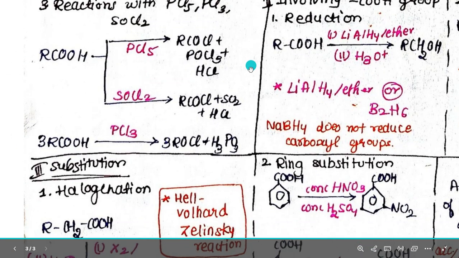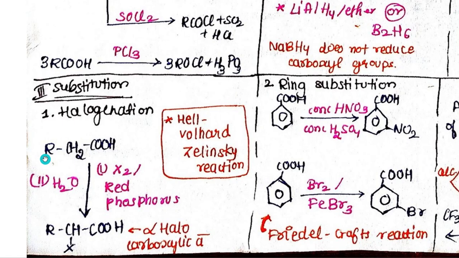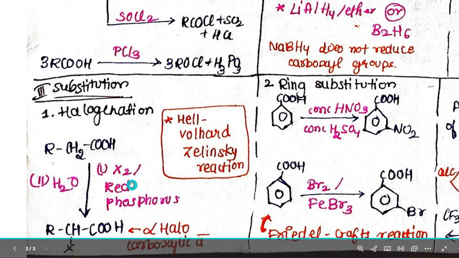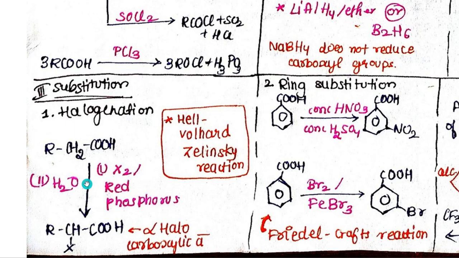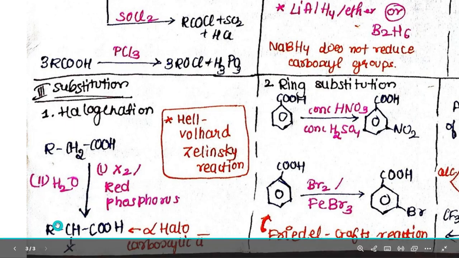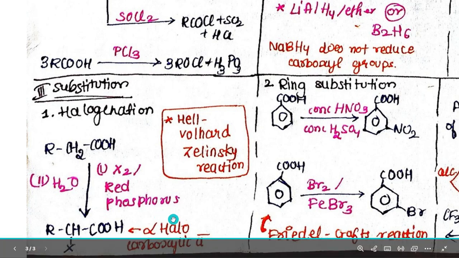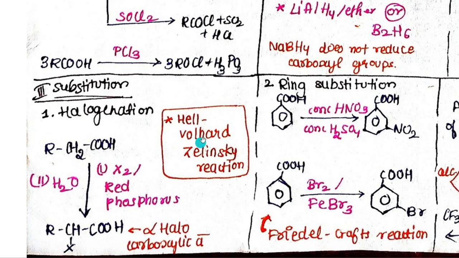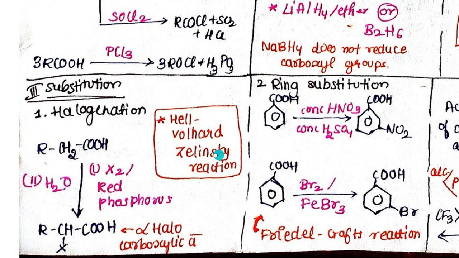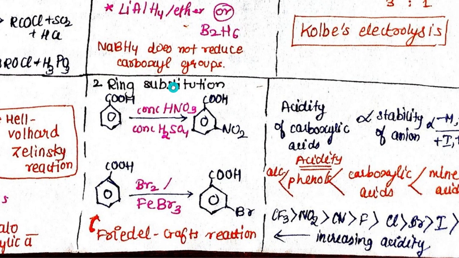Now coming to the substitution reactions, halogenation. RCH2COOH, on reaction firstly with X2 in presence of red phosphorus, and second is H2O, we get RCHXCOOH, where CH is bonded with a halogen. The only work the halogen did was replacing a hydrogen. The X replaced one hydrogen. That's it. This is alpha halocarboxylic acid, and this process of halogenation is nothing else but the Hell-Volhard-Zelinsky reaction. Super important.